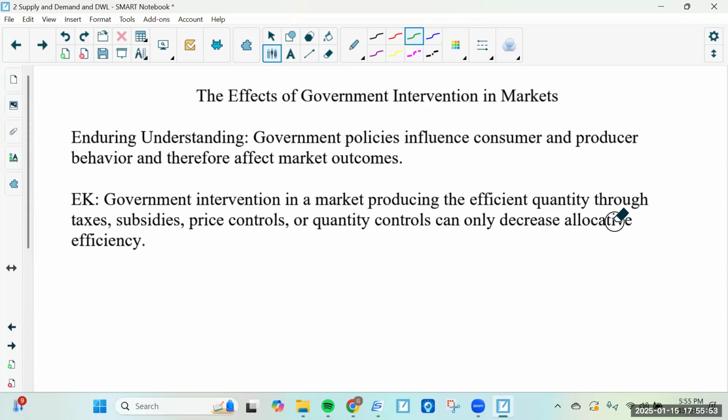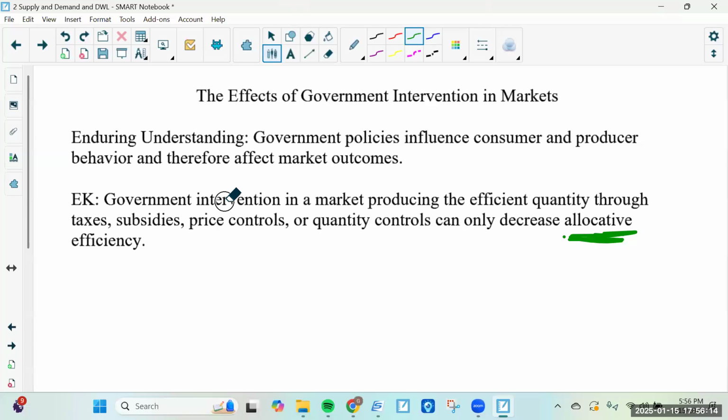They're going to decrease the allocative efficiency. And if you don't know what that word means, allocative efficiency, basically, it's going to decrease total surplus. It's going to decrease either consumer or producer surplus or both. Okay, we're no longer going to be efficient. The markets are no longer efficient.